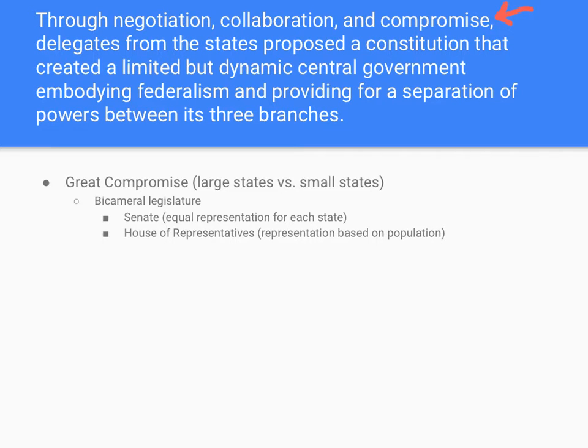The small states, however, wanted equal representation for each state because that would give them a little bit more leverage against those larger states. So the compromise was to create a bicameral legislature, meaning a legislature with two houses. And of course, our two houses of Congress are the Senate, which has equal representation, which is what the small states wanted, and the House of Representatives, which has representation based on population, which is what the large states wanted. So the Great Compromise, sometimes called the Connecticut Compromise, gave us a little bit of both, satisfying both the large states and the small states.